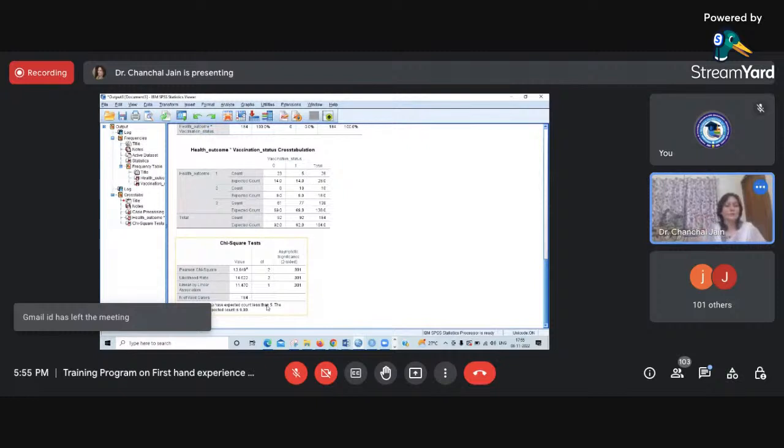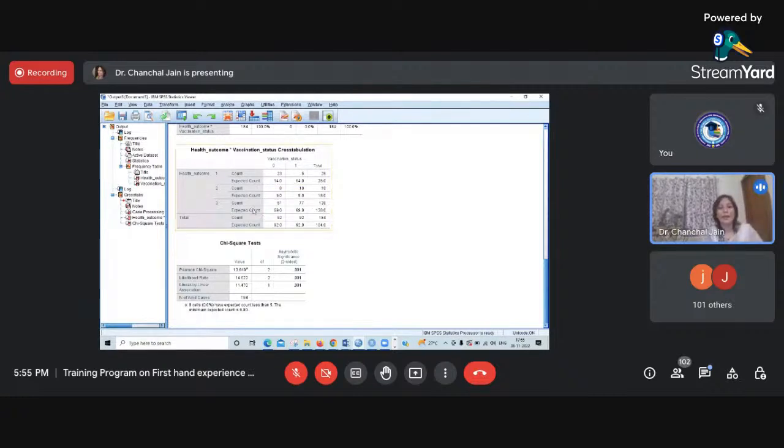So you can see here it is written 0%, or 0 cells have expected count less than 5. According to the assumption, we were permitted 20%. But here, no expected cell is carrying a frequency of less than 5. So you can check here. In the first cell, the expected count is 14, which is more than 5. In the second cell also, the expected count is more than 5.